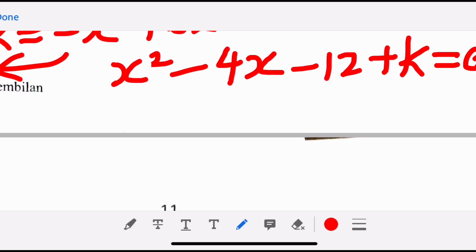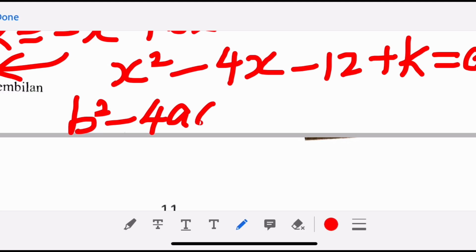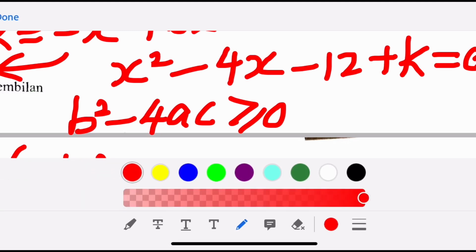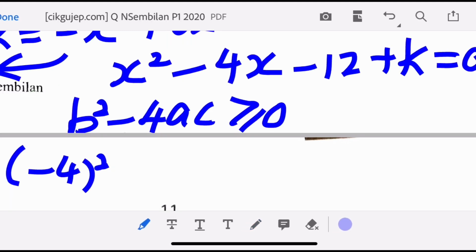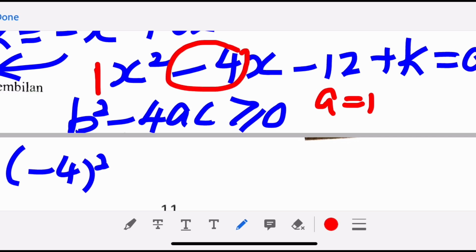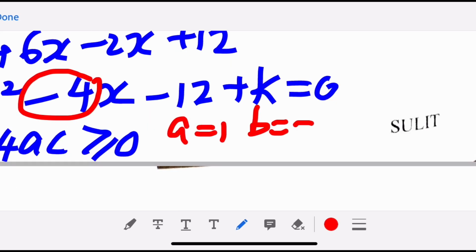So you will have something like this, which is in general form. So it's x squared minus 4x minus 12 plus k equal to 0. So you can read out your a is 1, b is negative 4, and c is negative 12 plus k, right? Then only you substitute into the discriminant b squared minus 4ac more than or equal to 0 for real roots.